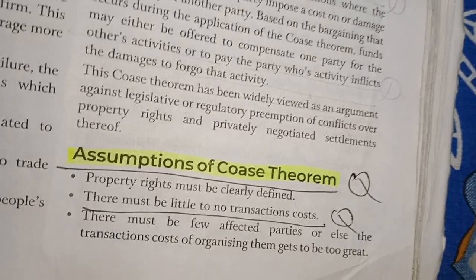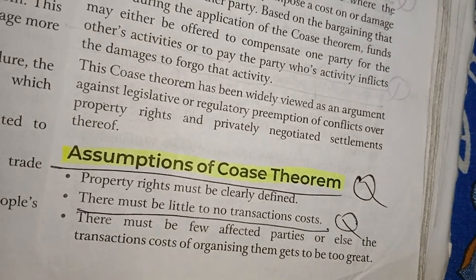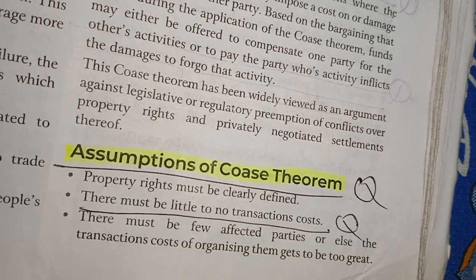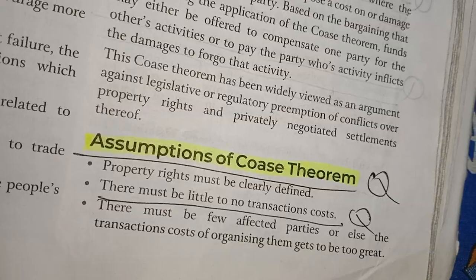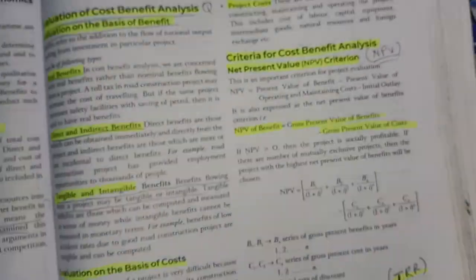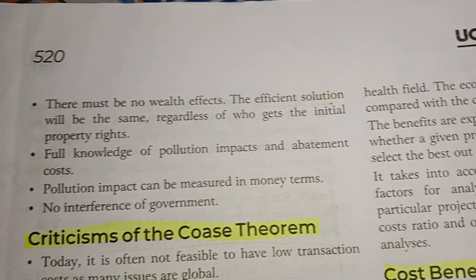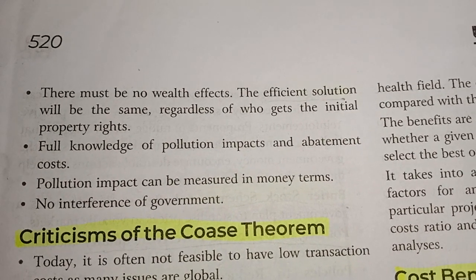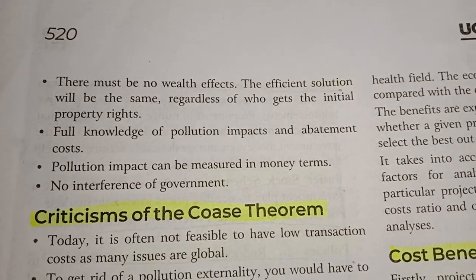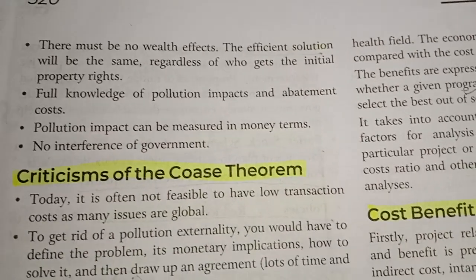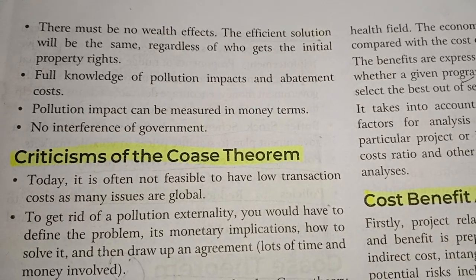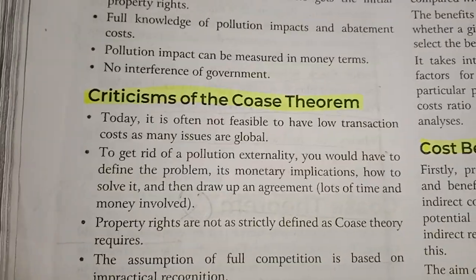Assumptions of the Coase theorem. Property rights must be clearly defined. There must be little to no transaction cost. There must be few affected parties, or else the transaction cost of organizing them gets to be too great. There must be no wealth effect. The efficient solution will be the same, regardless of who gets the initial property rights. Full knowledge of pollution impact and abandonment cost. Pollution impact can be measured in money terms. No interference of government.